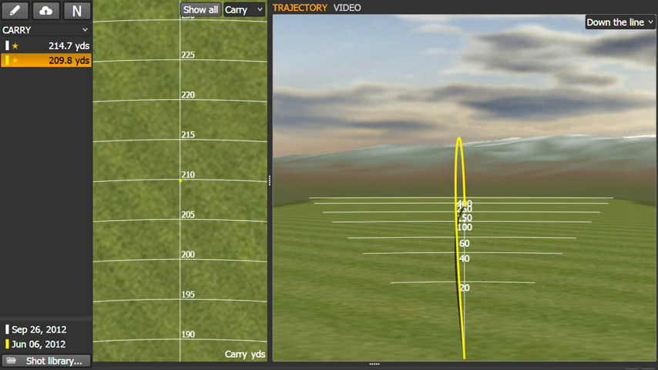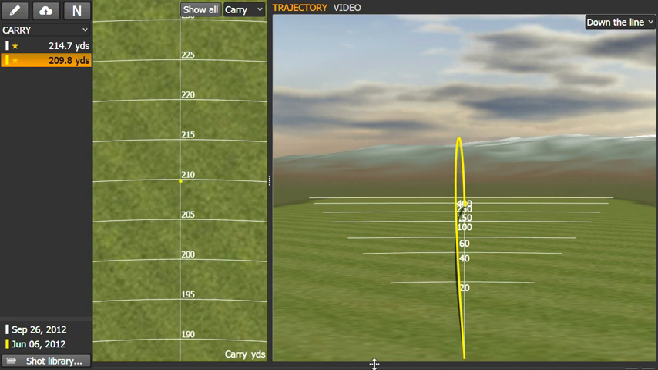Now, if you didn't know the whole story here, you might guess that the face was closed slightly to the target, so the ball started a little bit left, and then the path was a little bit more to the left than the face was closed. So if we had to guess on the numbers, we might say 2 degrees left with the face, 3 degrees left with the path, and that gives us a little bit of a cut here coming back towards the target.